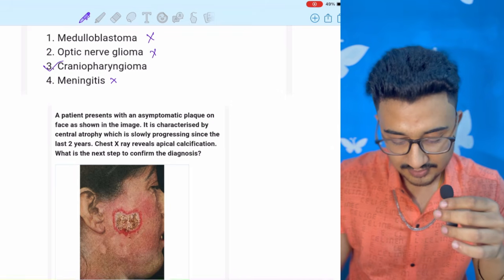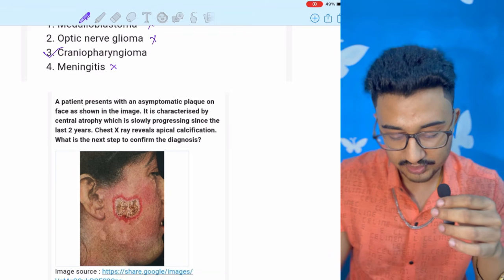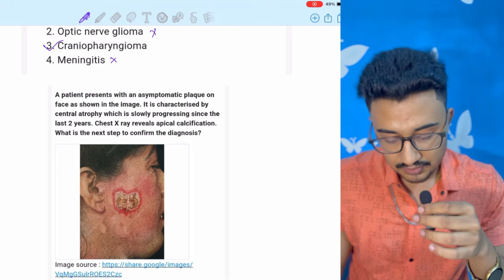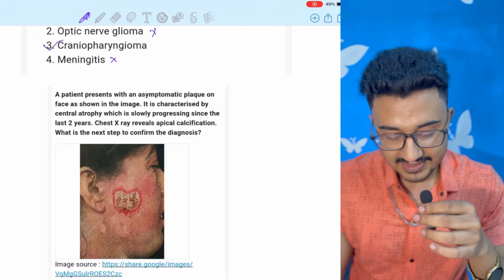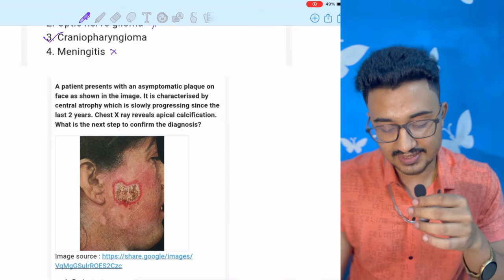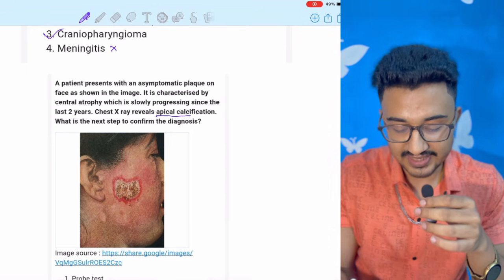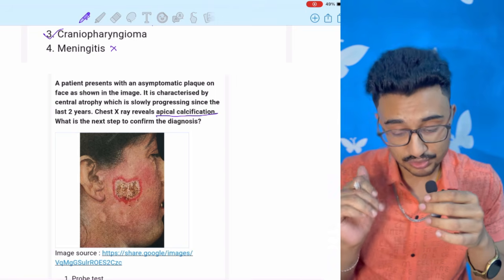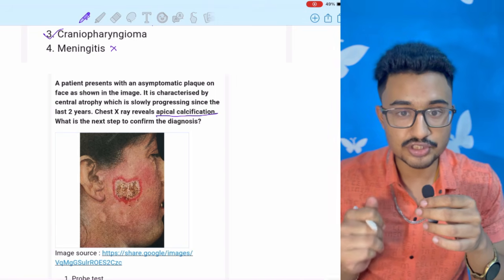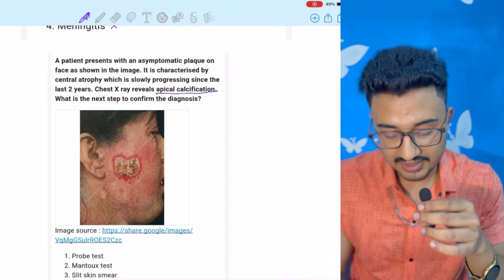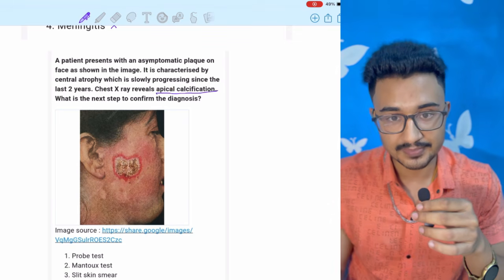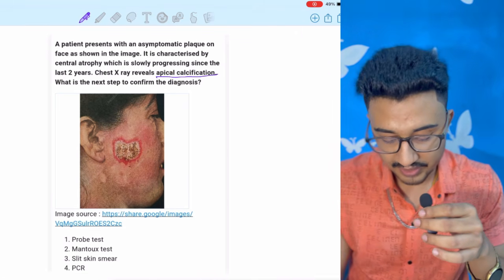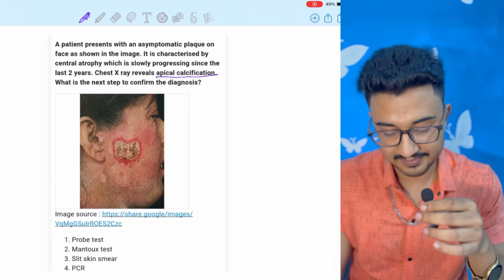A patient has an asymptomatic plaque on the face characterized by central atrophy, which has been slowly progressive for the last 2 years. Chest x-ray shows apical calcification. Keyword: apical calcification. So this could be a case of cutaneous tuberculosis which is endogenous in source, because the TB is present in the lungs. What is the next step of diagnosis?